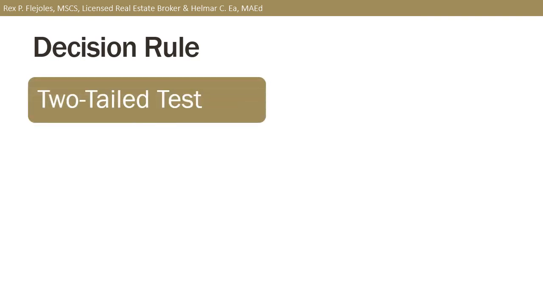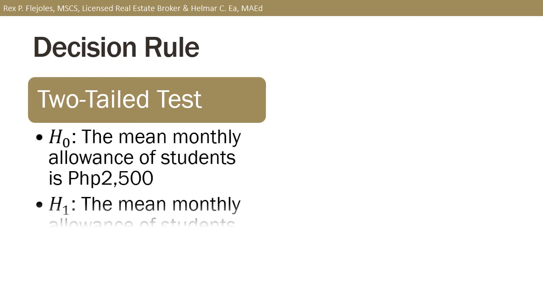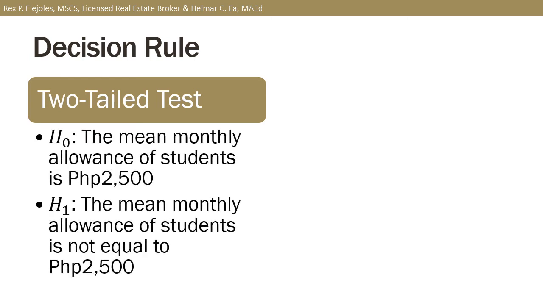First is with these hypotheses. The null hypothesis is the mean monthly allowance of students is 2,500 pesos. The alternate hypothesis is the mean monthly allowance of students is not equal to 2,500 pesos.